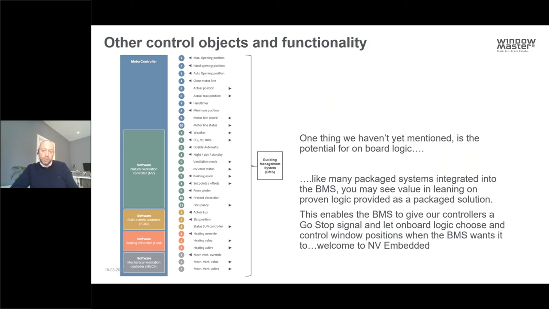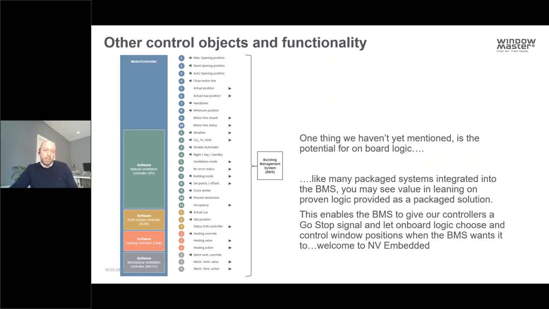And so now we have something called MV Embedded, which enables us to effectively plug in logic within our control panels. So the BMS can now offload the decision making and the logic and just instruct our controllers to automate the natural ventilation. And our controllers themselves will use the onboard logic and sensor readings off the network to decide when it wants to open windows and the optimum position to open them to.